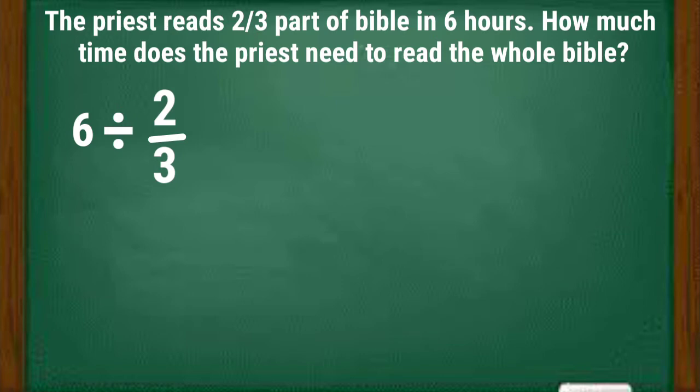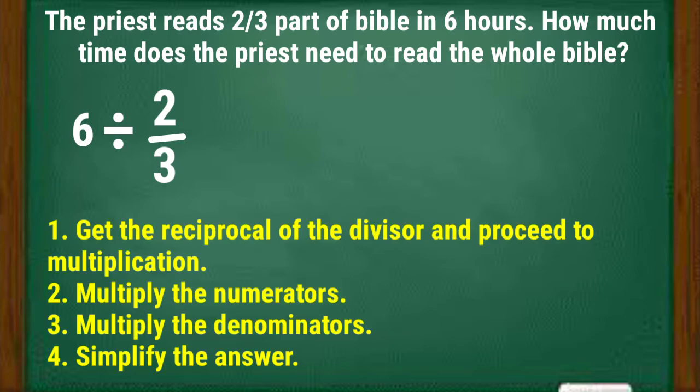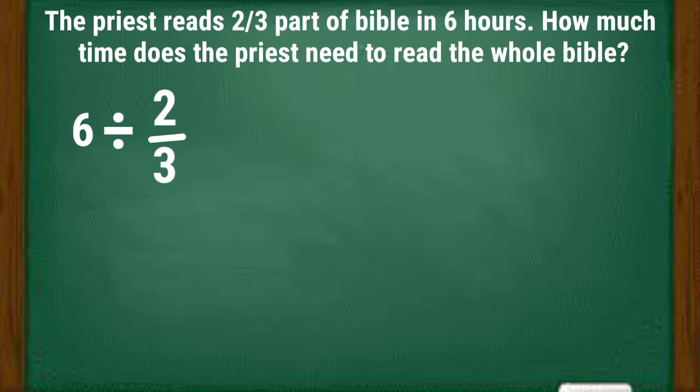Here are the steps in dividing fractions and whole numbers. Number 1. Get the reciprocal of your divisor. Number 2. Multiply the numerators. Number 3. Multiply the denominators. And finally, simplify the answer. So let's go back to the problem.